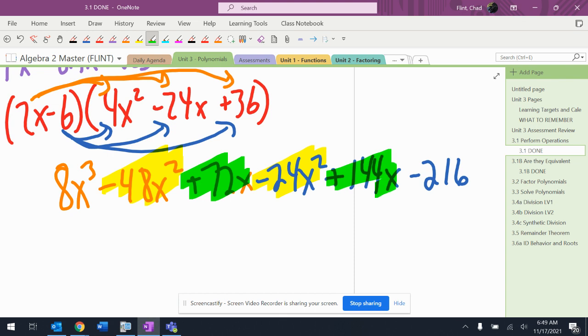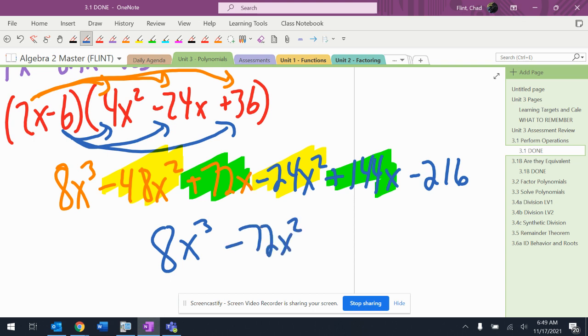my like terms are there. So I have 8x to the third. Negative 48 minus 24 more is negative 72x squared. 72 and 144 is 216. So 216x minus 216. All right.